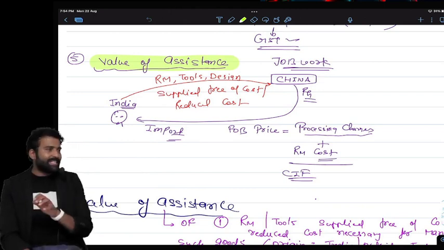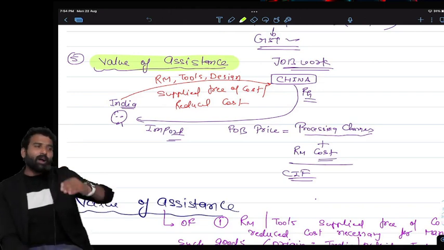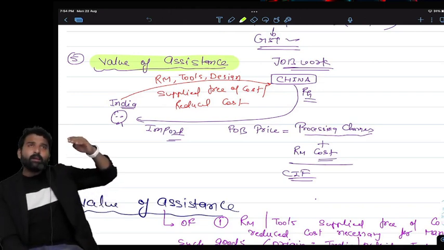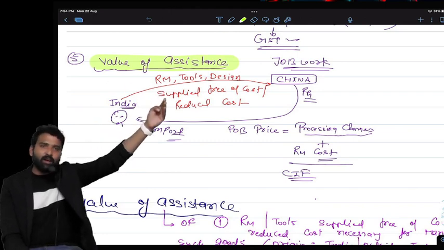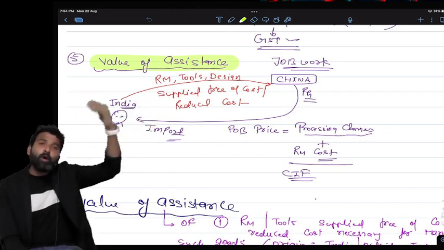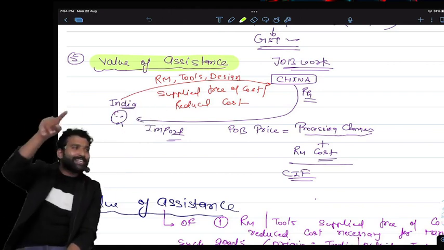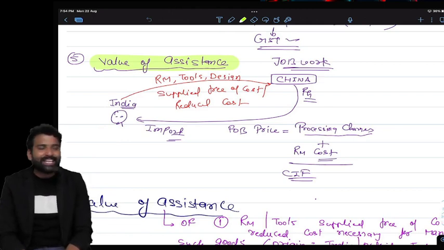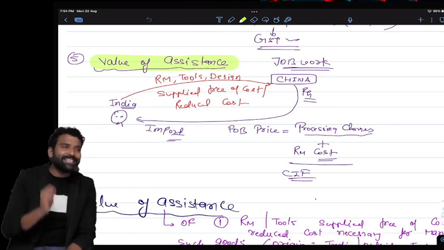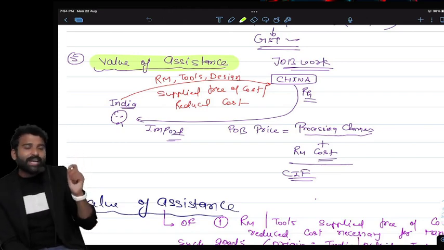Okay. Next, the fifth adjustment is value of assistance. What is the meaning of value of assistance? For example, I ordered something from China, but I sent raw material to the Chinese manufacturer free of cost. I send the designs. I send the components. Now look at the situation.